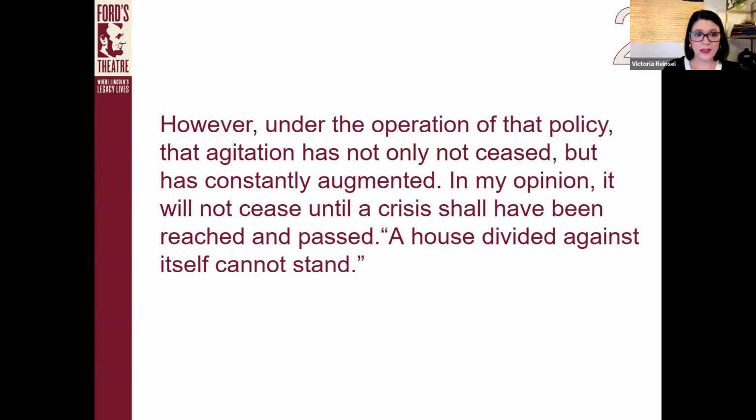So let's take a look at this text. What is Lincoln alluding to when he has this quote, right? Because we see there are quotations here. A house divided against itself cannot stand. Where is he getting that quote from? Any ideas? Any thoughts? I think it's biblical. It is. So why do you think Lincoln is quoting the Bible here?